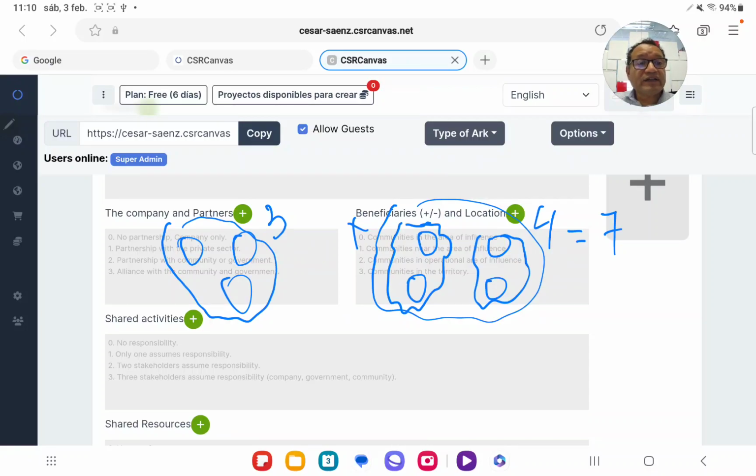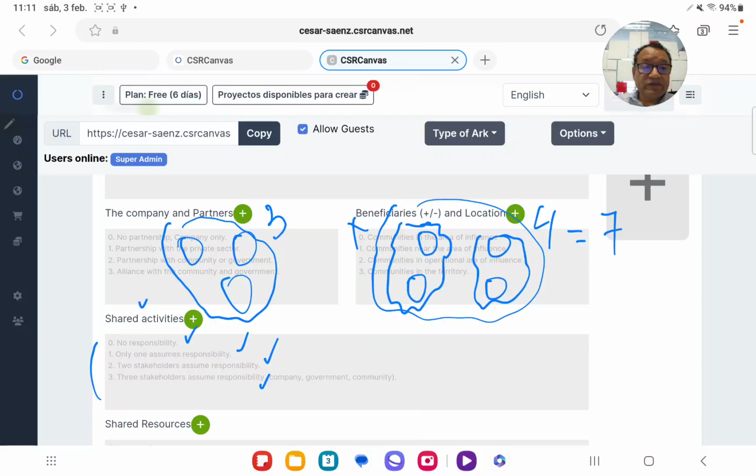So maybe you can share activities with them. Maybe you can share activities and you can share resources with them. So that's why you go to the next element. You have share activities. And again, you have 4 alternatives. Maybe the company has no responsibilities. Maybe only one assumes responsibility. Usually the company assumes responsibility, or maybe 2 stakeholders assume responsibility, or maybe 3 stakeholders assume responsibility.